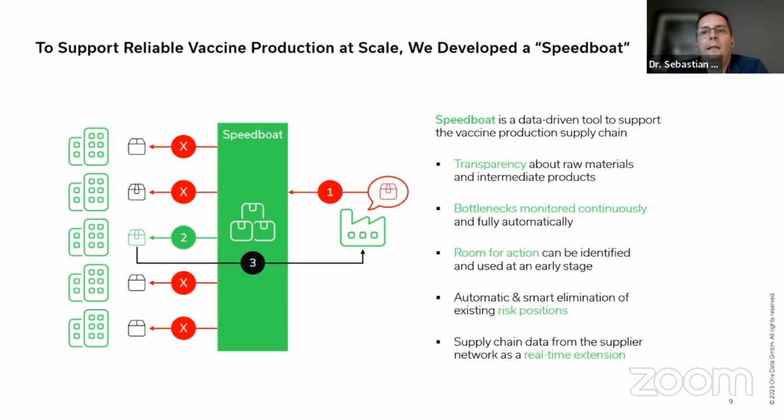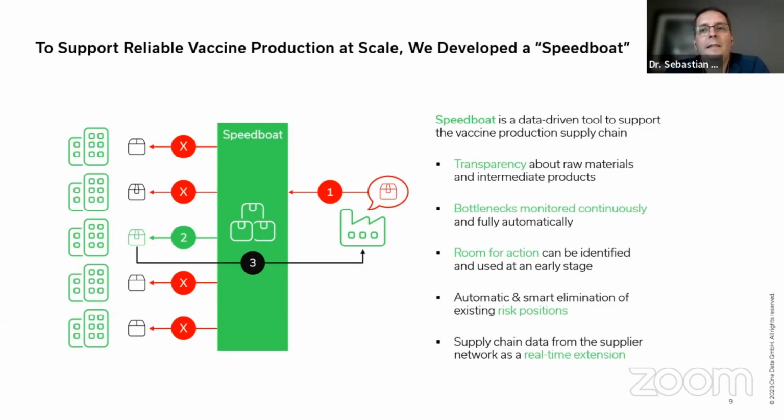First of all, by getting transparency about all of the raw materials, their stock levels, and the intermediate products that are needed. Then by automatically and continuously monitoring for any bottlenecks in the production. So whenever not just you see something running out, but basically you already predict that something might run out in the future, you're already starting to act to keep that supply chain running and manufacture those 3.1 billion doses of vaccine. The tool also needs to automatically identify room for action. So I'm going to talk about that in a minute a bit more.